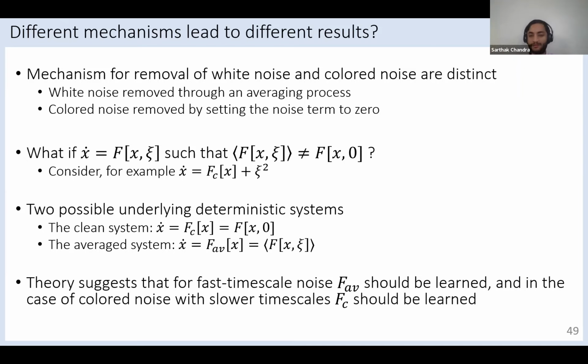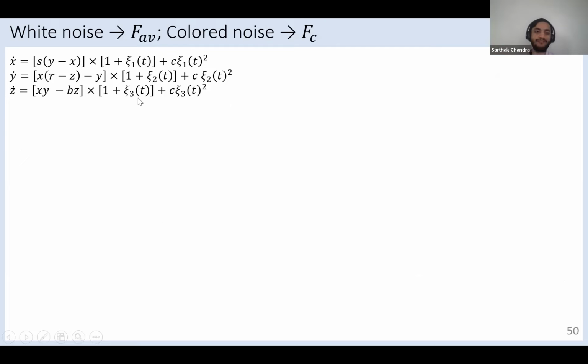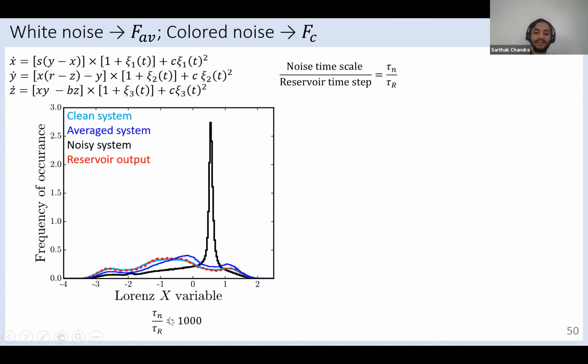And indeed, that is what we see even numerically. So over here now I have an even more complicated system where my noise term has a quadratic term, so it has a non-zero mean, and it is also in the form of a multiplicative term. So it's not just an additive term anymore. And indeed, we see in this case that when the noise timescale is much, much larger than the reservoir timescale, then I obtain something that looks like the clean system.